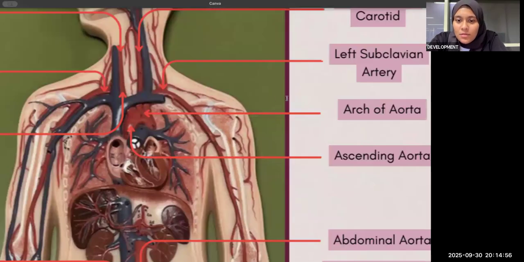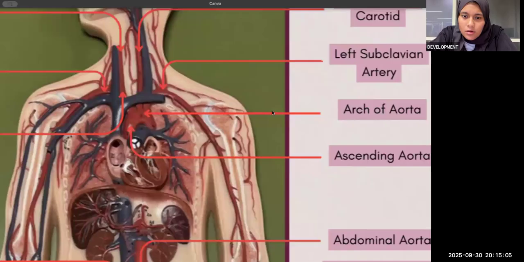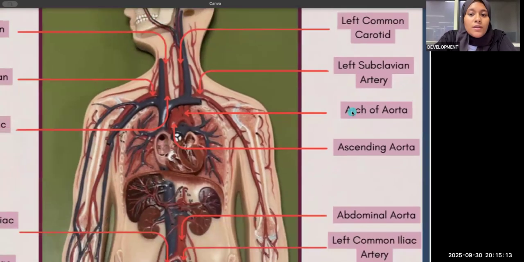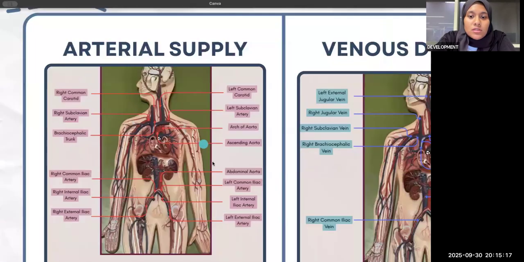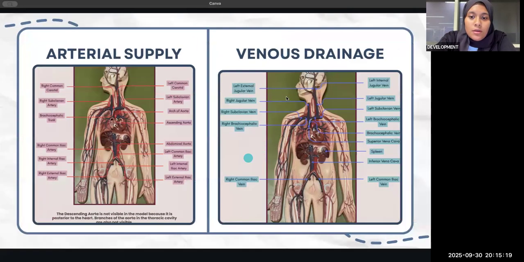Veins, can we use a brachiocephalic trunk to name the left and right brachiocephalic parts? What do you mean? No, you have to call it a vein. Trunk is for the artery. You have to call it a vein, okay?